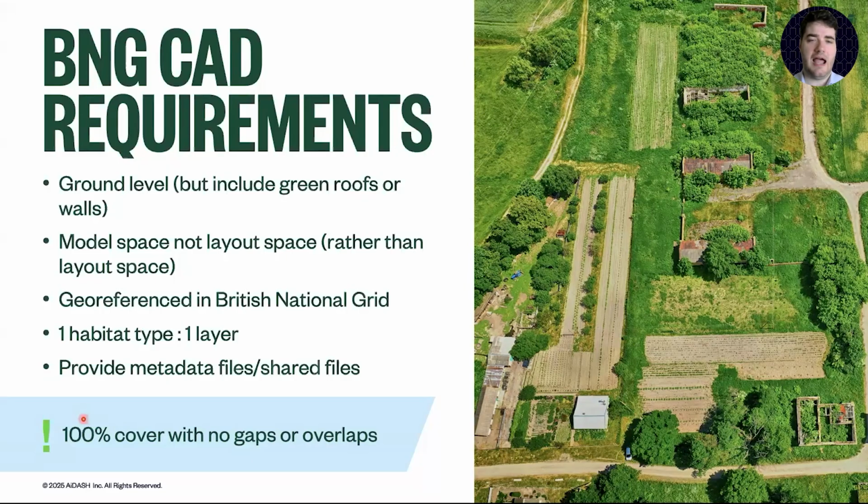So one habitat in every spot in the land. Ideally, this is in its own individual layer for that habitat type. So one layer is all the modified grassland on site, one layer is all the other neutral grassland on site, one layer is all the built surfaces on site, that kind of thing. And we might have additional metadata that provides context for this site.